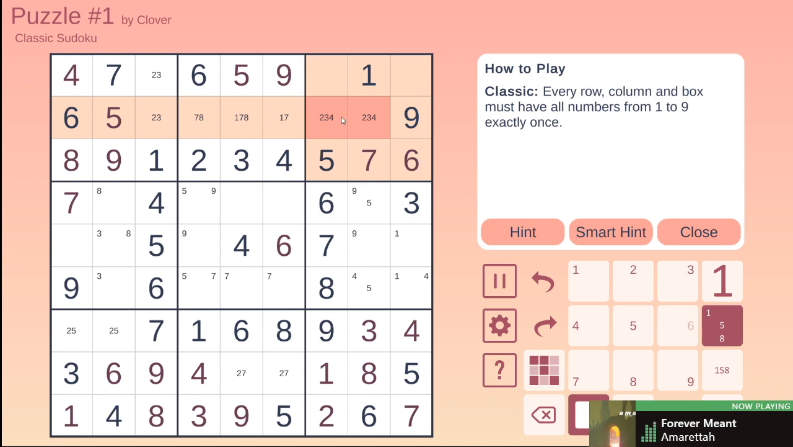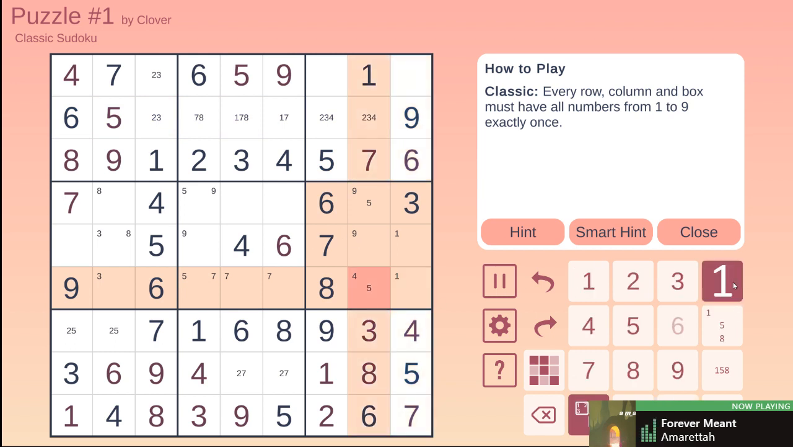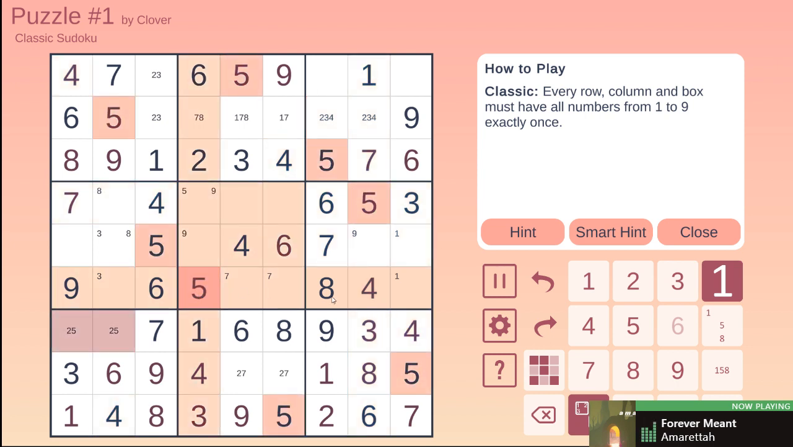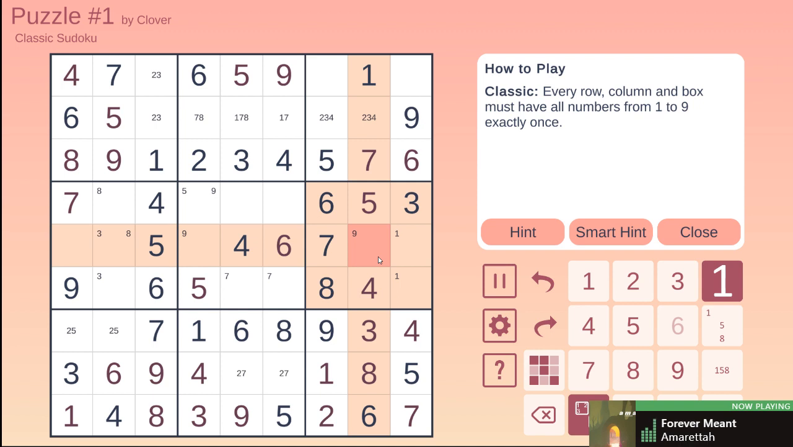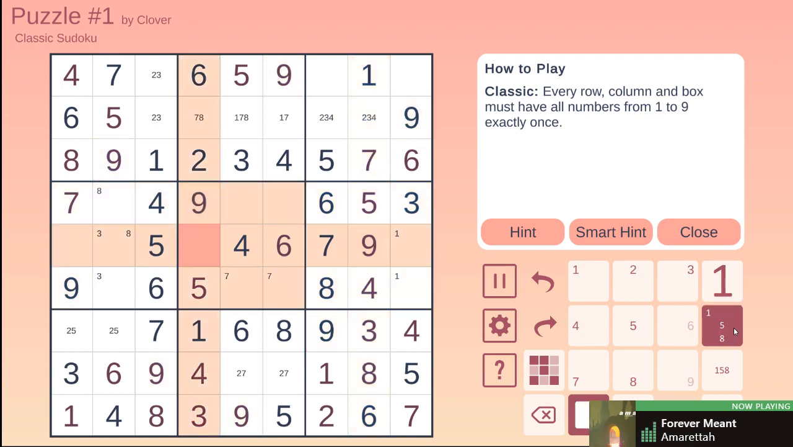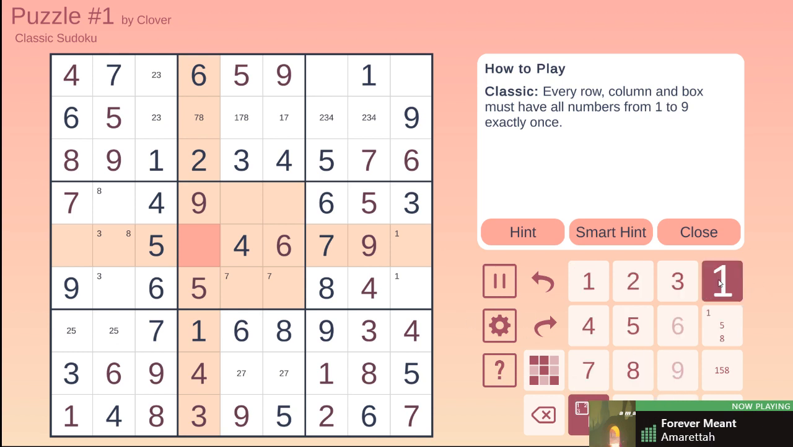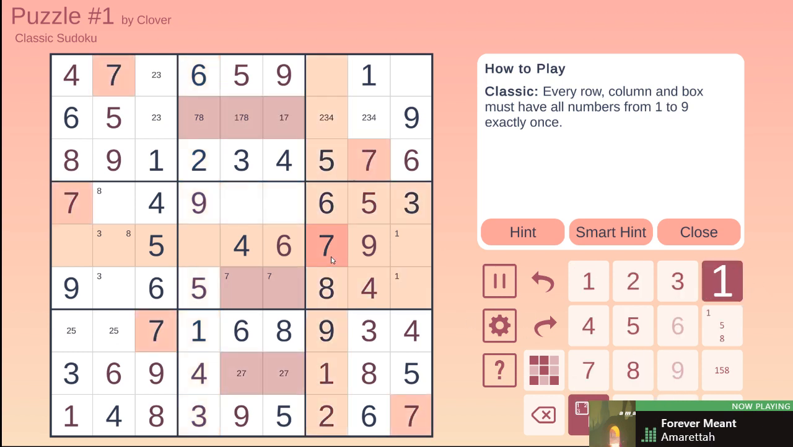And the 4 definitely has to be one of them. This cannot be a 4. I don't know why it says it can be a 4. That's false. So this is a 4. Which means this is a 5. Which means this is a 5. Which means this is a 9. Which means this is a 9. Okay, good.